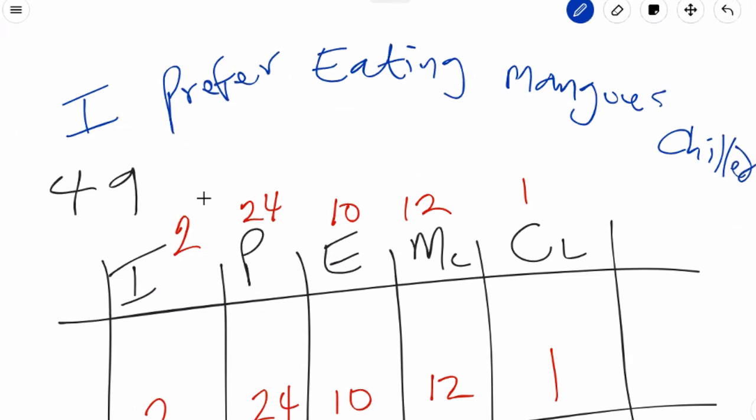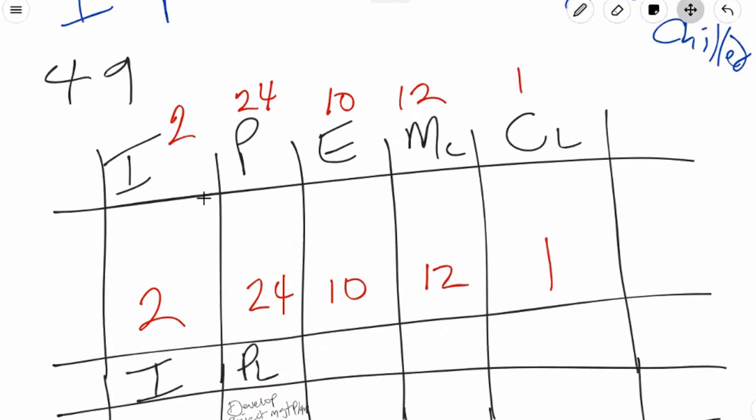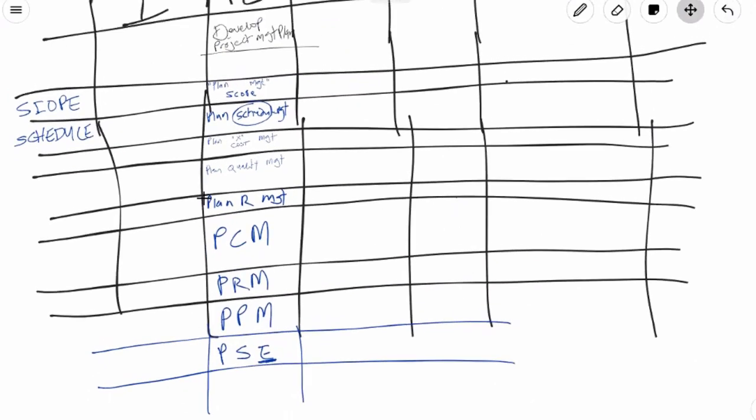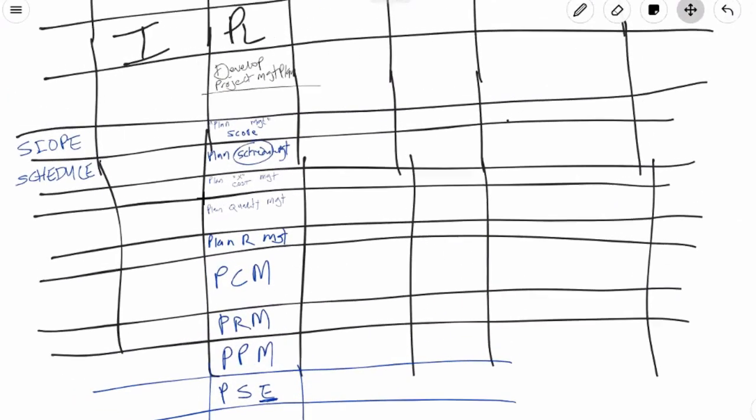Some people are very fussy about how they eat their mangoes. They want them chilled. They don't want them warm. That's a mnemonic that a 10-year-old at the time, my daughter, came up with, believe it or not. I prefer eating mangoes chilled. You got to start teaching them PMBOK when they're young, right? So that when they get old, they're not going to be like some project management lawyers out there.